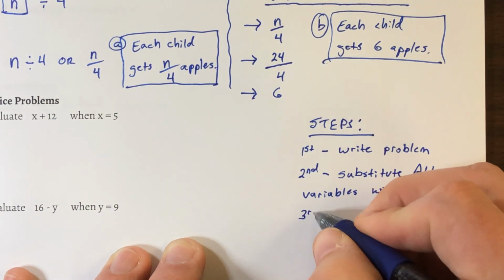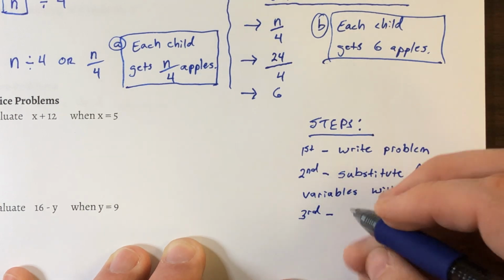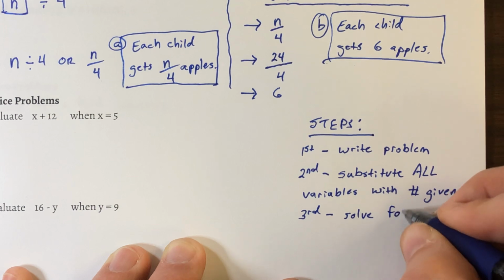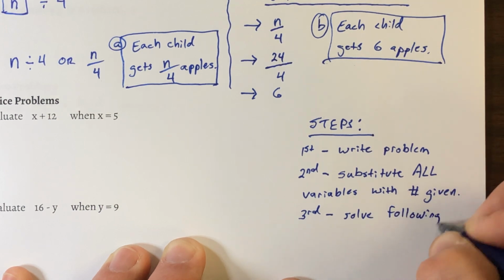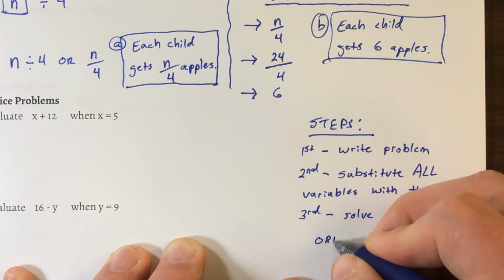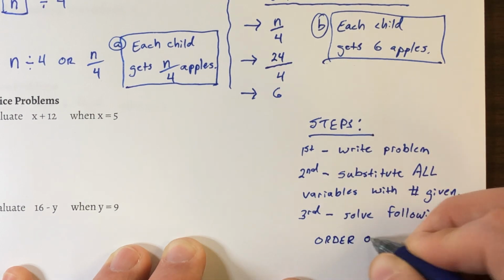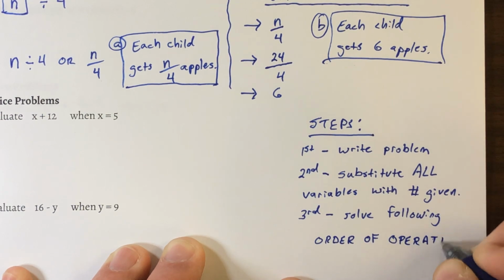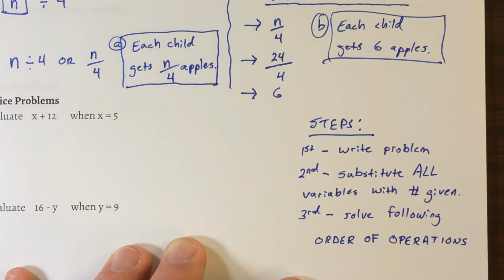Third step, you're going to solve following order of operations. Remember, you can't solve questions in any order you want. You have to follow the order of operations, meaning parentheses, exponents, multiplication or division, addition or subtraction, in that order.